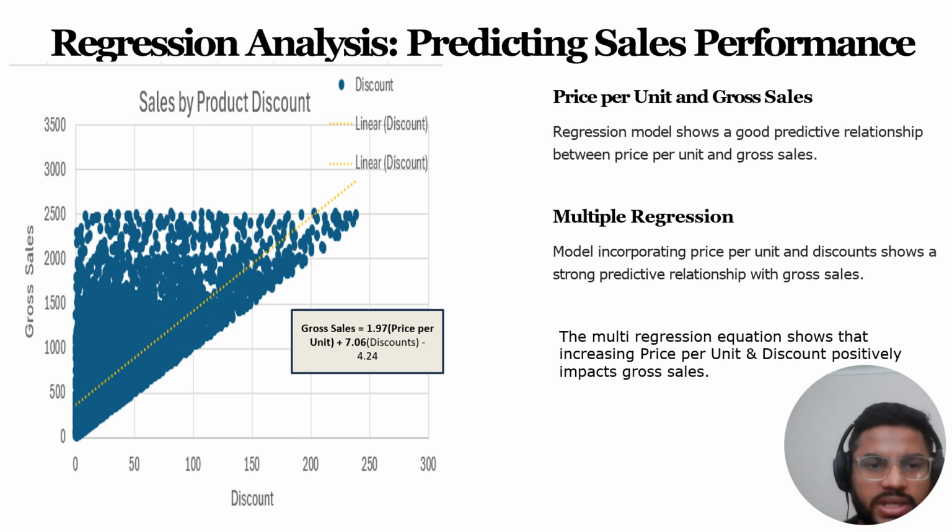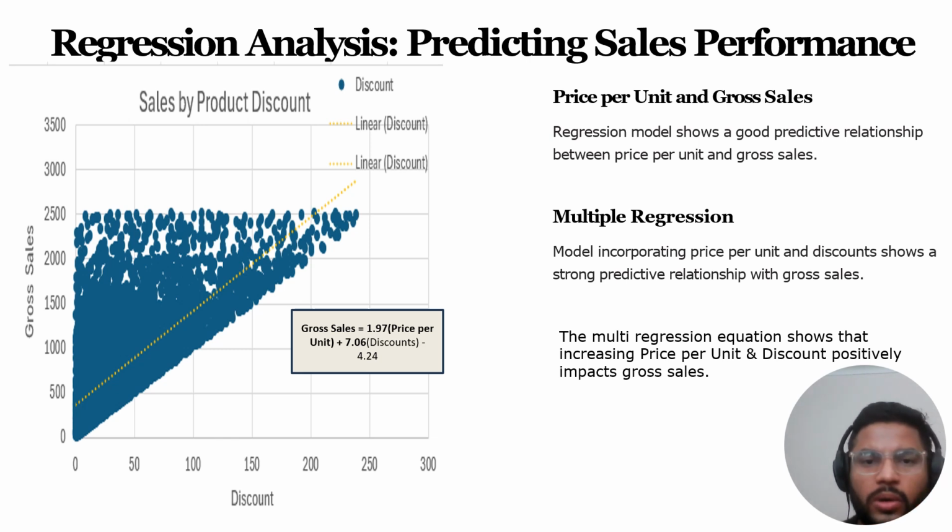multi-regression model equation. So gross sales equals 1.97, which is the coefficient we found through the regression model for price per unit, plus 7.06, which is the coefficient for discount, minus the intercept 4.24. It's a constant value. So now I will discuss multiple regression.